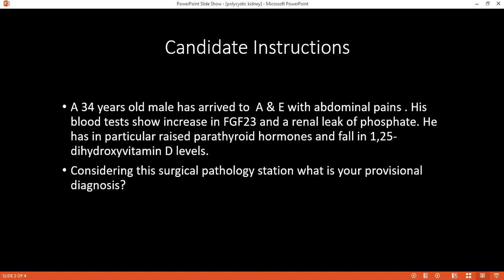Right, if you have read and understood, kindly tell me what is your provisional diagnosis for this patient at this time? So in view of the abdominal pain and the fall in the level of 1,25 dihydroxy vitamin D, I would think in terms of polycystic kidney disease. Okay, can you describe what would be the gross pathology that you'll see?